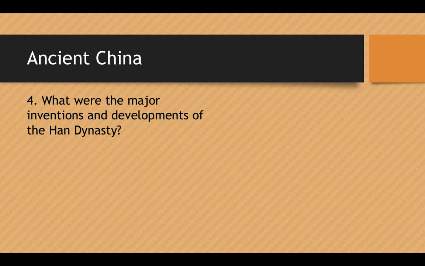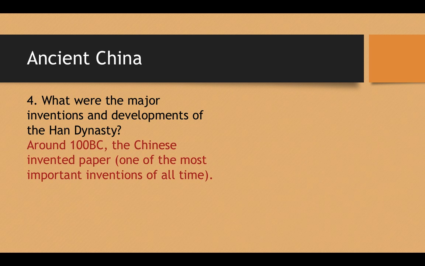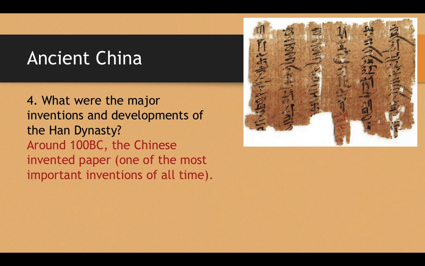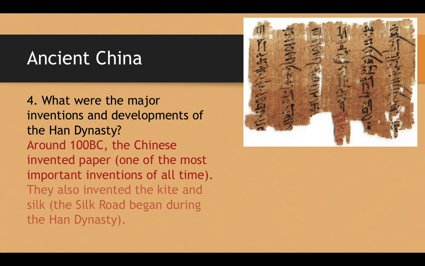The major inventions, there were a lot of major inventions and developments during ancient China. Okay, most modern day inventions were invented by the United States, but if you look at most ancient inventions, a lot of them were invented by the Chinese. Okay, around 100 BC, the Chinese invented paper. Okay, something we are all using right now. Okay, paper, one of the most important inventions of all time, changed world history. Here's a picture of one of the first ever pieces of paper used for writing.